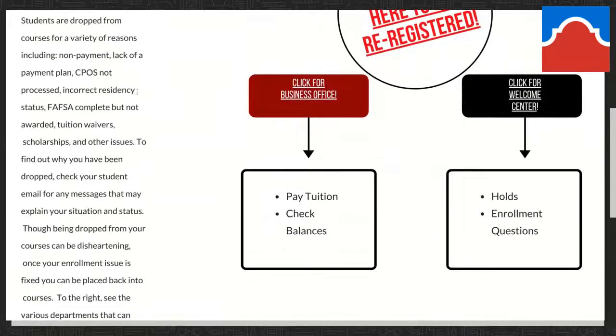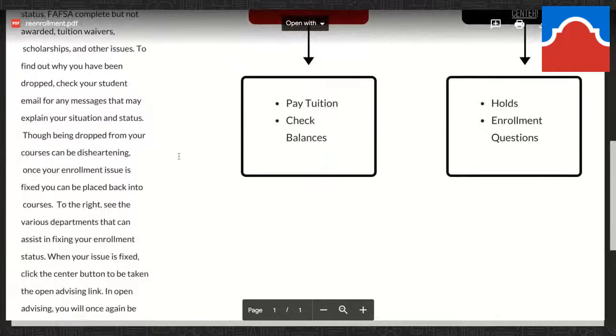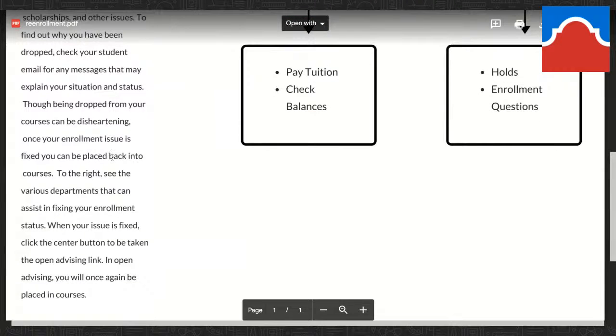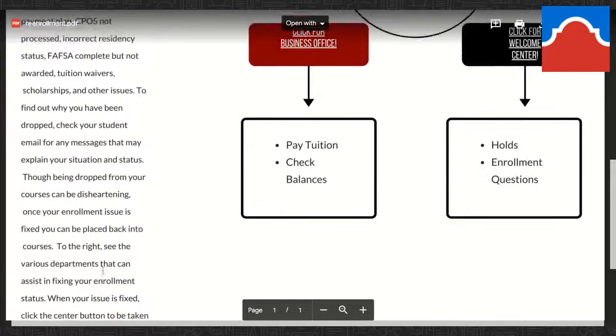But let's keep going with this. To find out why you have been dropped, again, check your student email for any messages that may explain your situation and status. And like I just said, though being dropped from your courses can be disheartening, once your enrollment issue is fixed, you can be placed back into courses. So it's not the end of the world. To the right, you can see the various departments that can assist in fixing your enrollment status. When your issue is fixed, click the center button to be taken to the Open Advising link. In Open Advising, you will be once again placed in courses.